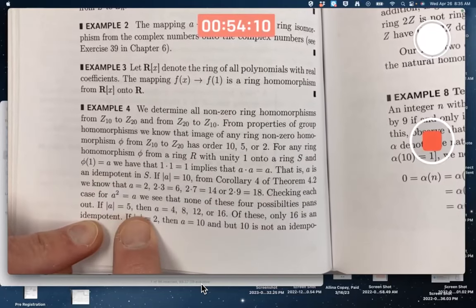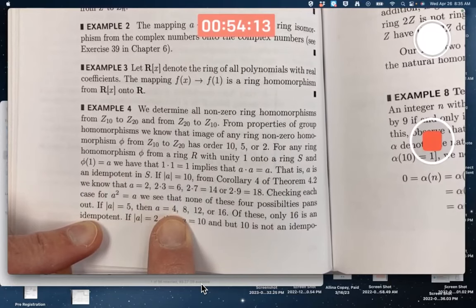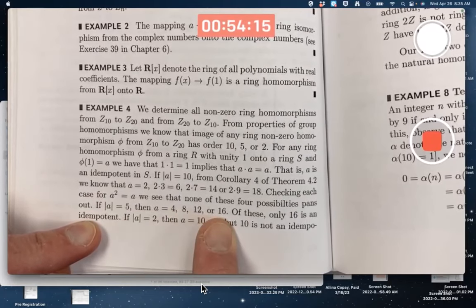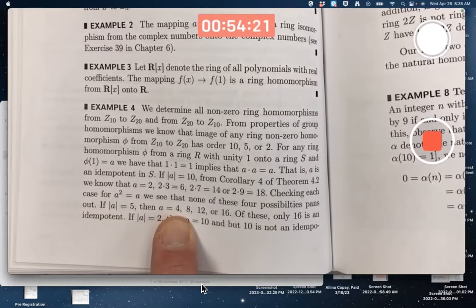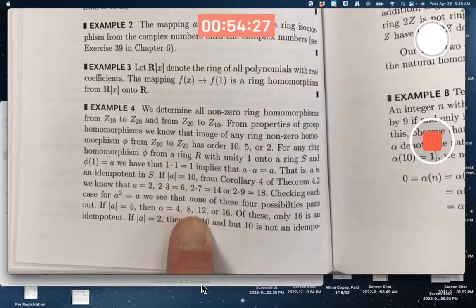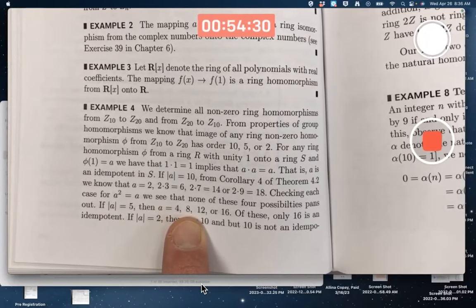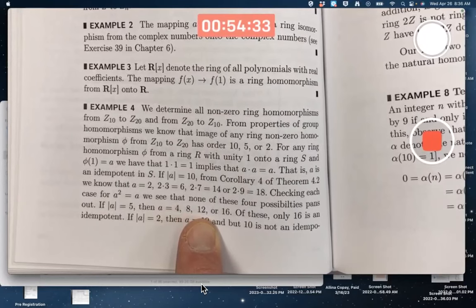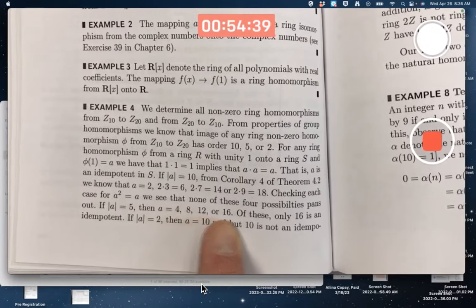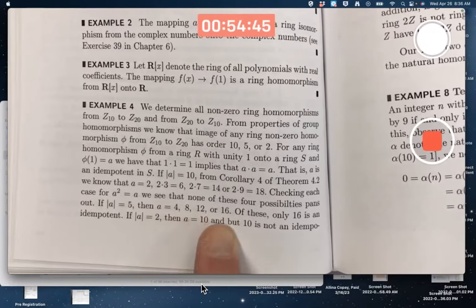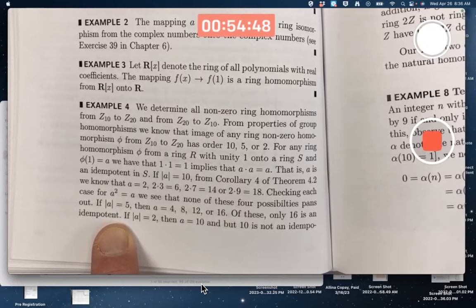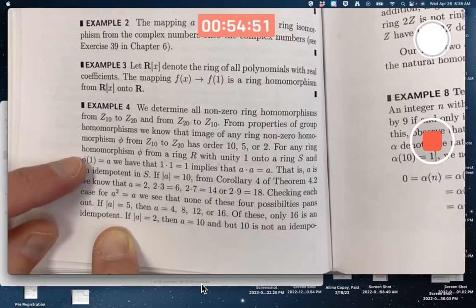How about if the order of A is 5? Well, 4 has order 5 in Z20. So do 8, 12, and 16. Of these, you can check only 16 is idempotent. You have to check these things. I'll just mentally check this. 4 squared, 16. Mod 20 is not 4. 8 squared, 64. Mod 20 is 4, not 8. 12 squared is 144. Mod 20 is 4, not 12. 16 squared is 256. Mod 20 is 16. Of these possibilities, only 16 is an idempotent. So that is one possibility for what 1 gets mapped to.